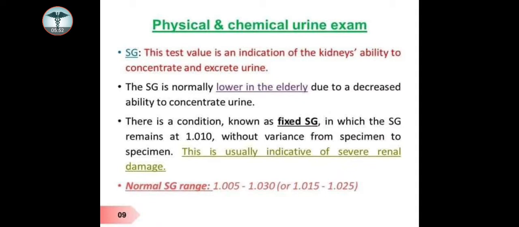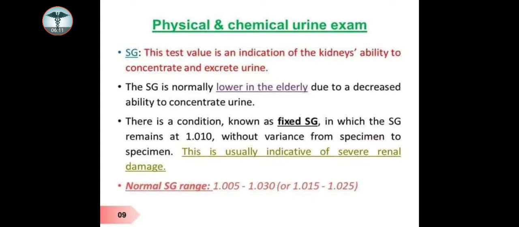Specific gravity. This test value is an indication of the kidney's ability to concentrate and excrete urine. The specific gravity is normally lower in the elderly due to decreased ability to concentrate urine.